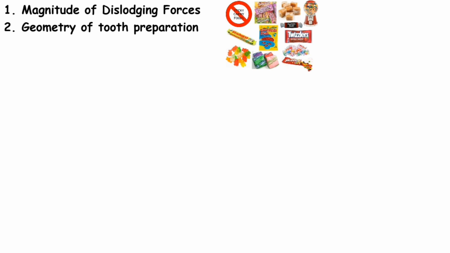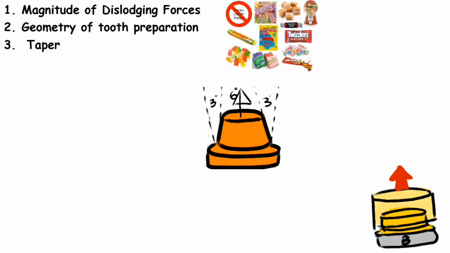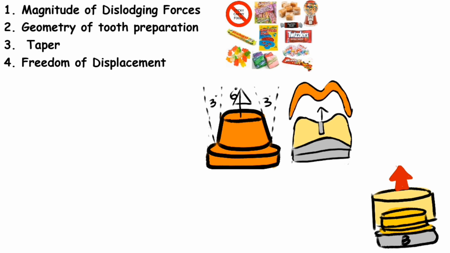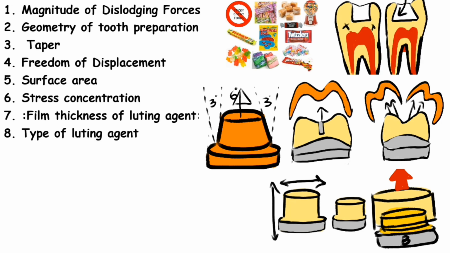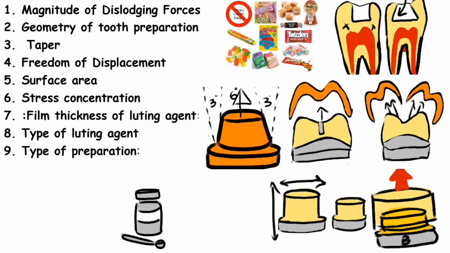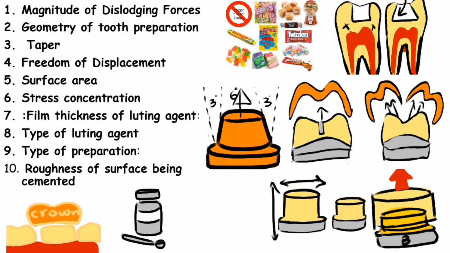Number 1 is magnitude of dislodging forces. Number 2 is geometry of tooth preparation. Number 3 is taper. Number 4 is freedom of displacement. Number 5 is surface area. Number 6 is stress concentration, and number 7 and number 8 are interrelated. Number 7 is film thickness of luting agent, and number 8 is type of luting agent. Number 9 is type of preparation, and number 10 is roughness of surface being cemented. So it does not end here. Now we will talk about features 1 to 10 to gain retention and resistance form in detail.